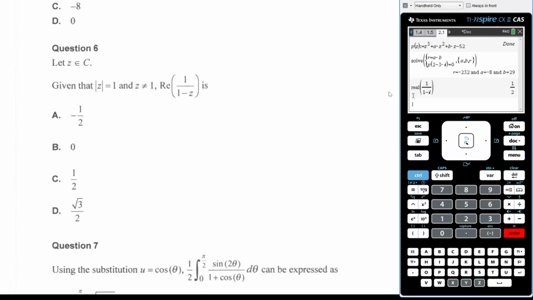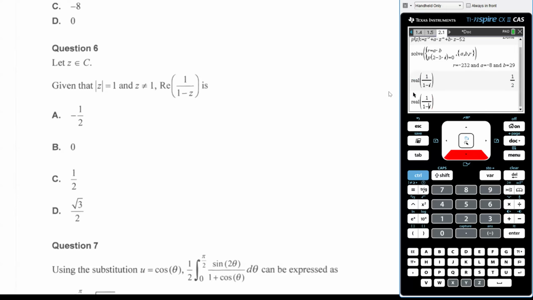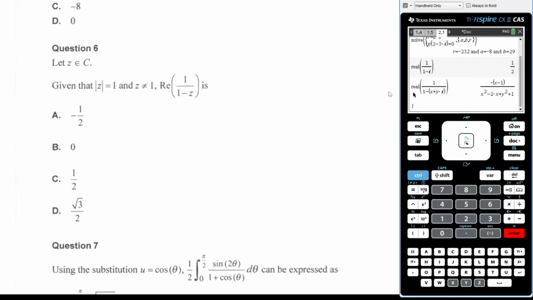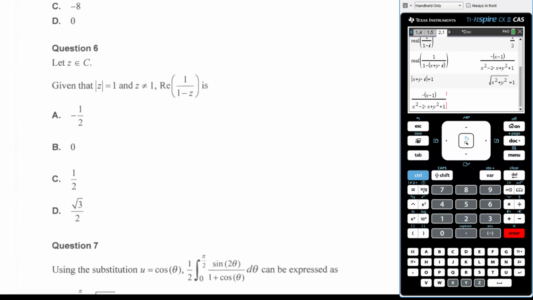But in general, if I want to ascertain this result, I can just go for 1 minus bracket x plus yi, and then I'm able to get minus x minus 1 divided by x squared minus 2x plus y squared plus 1. Notice that if the absolute value of z is 1, we can get x squared plus y squared equal to 1. Therefore, this expression can be simplified: delete the y squared, delete the x squared, put a 1 here, and you get a half. So option C must be your correct answer.